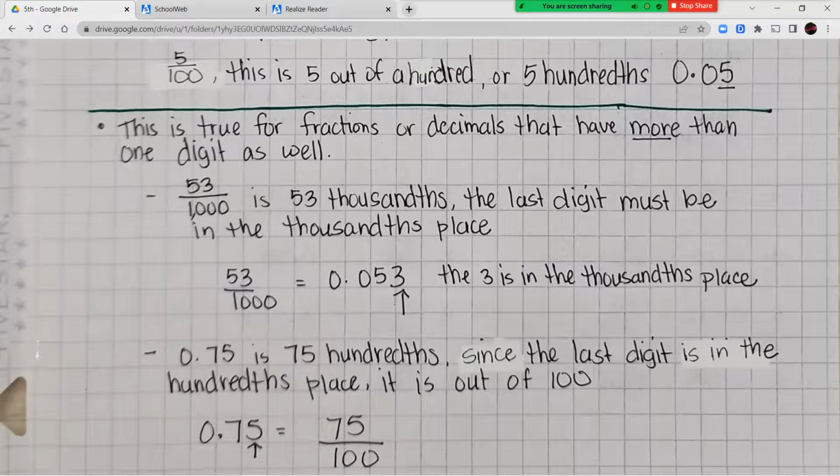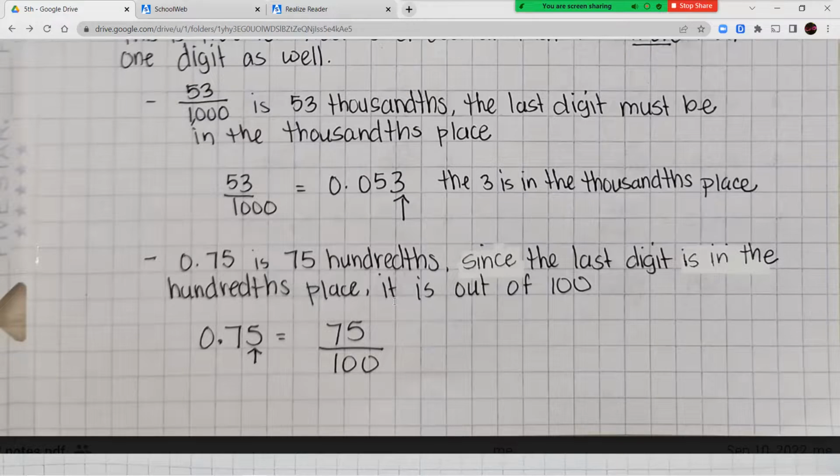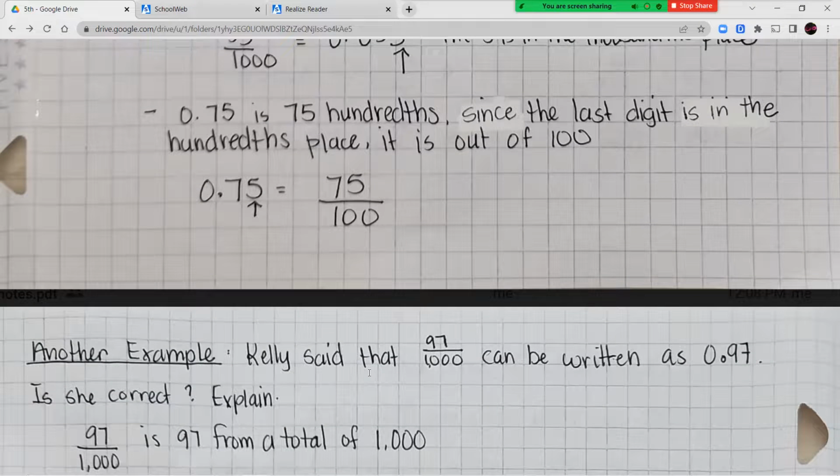Where is it located? In our next example, if I have 0.75 or 75 hundredths, that's 75 out of 100 total pieces because it tells me that the last digit is in the hundredths place. This is 75 out of 100. The way I write it in a fraction is 75 over 100. Let's take a look at another example.